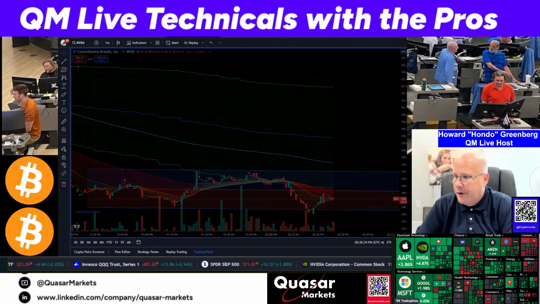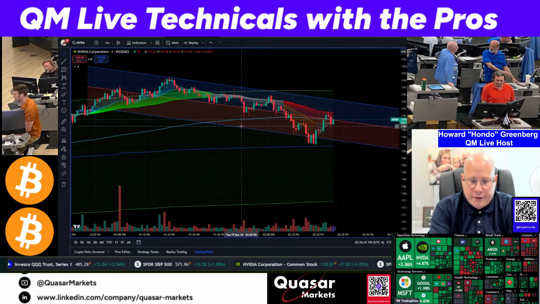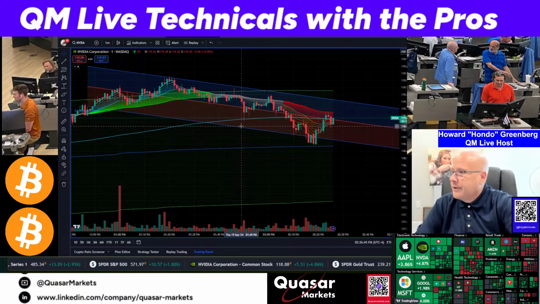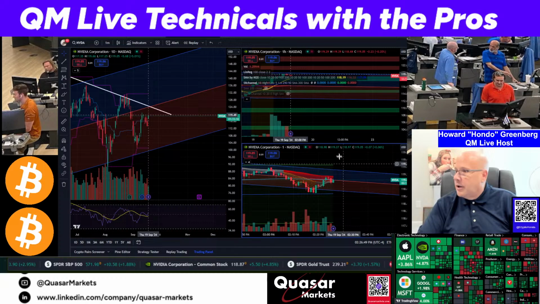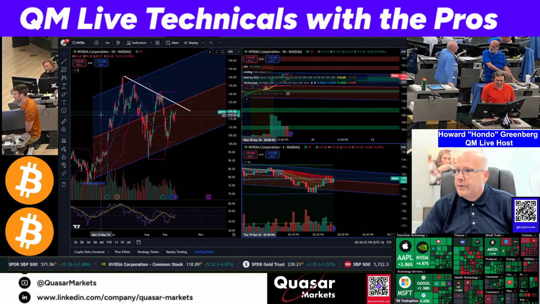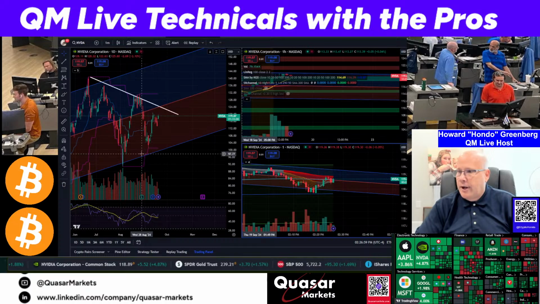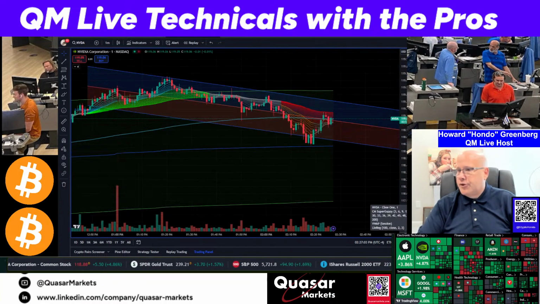NVIDIA is a good one. It's definitely got enough volume to keep you happy there. So that's one that I use a lot. So speaking of, let's take a look at what NVIDIA is doing here. NVIDIA, I've been watching where I think we run out of steam here on this nice run up. I think that you have a pretty decent trend line here.